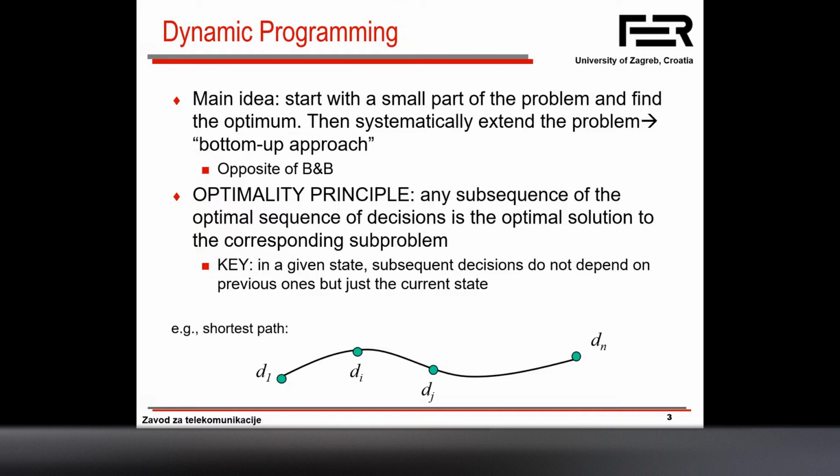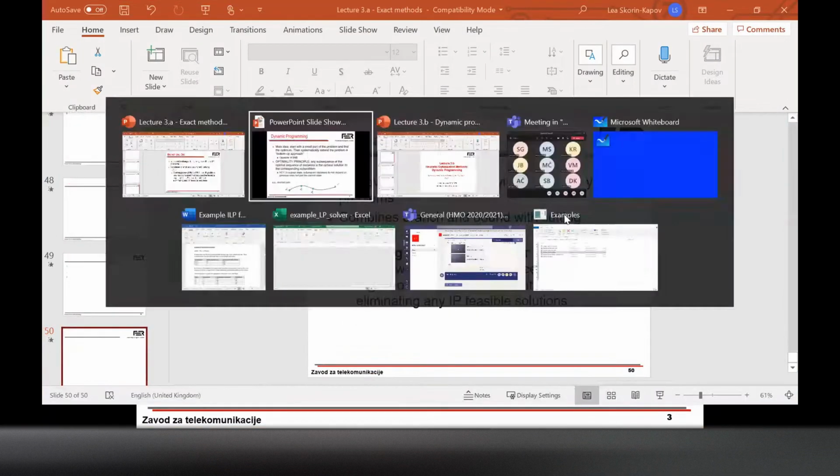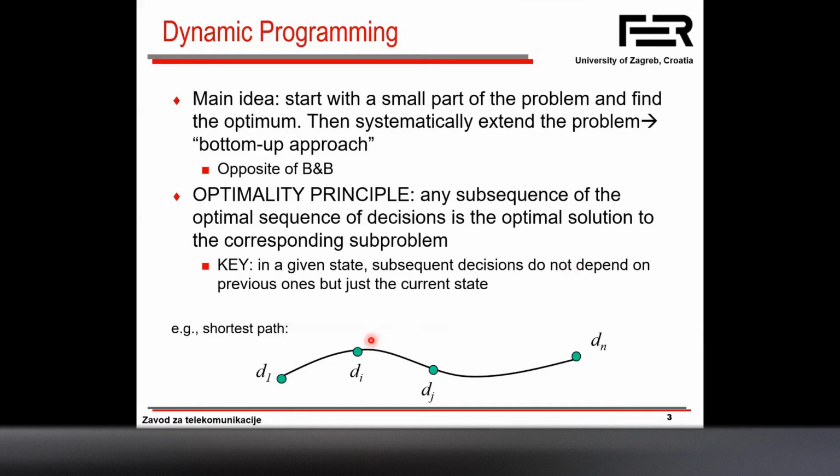For example, if we look at a shortest path, hold on just a second, let me duplicate so I get my pointer back. Just one second. Okay, now you see the pointer.